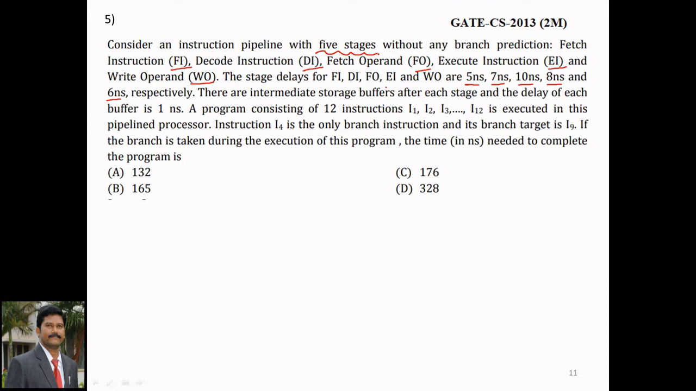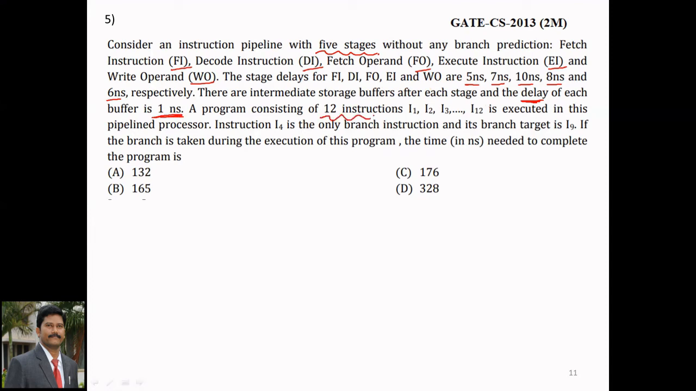Okay, time delay. Previously, up to this, we assumed each stage will take 1 clock cycle. It may be 1 nanosecond or 10 nanoseconds, time is not given, but here time is mentioned. FI will take 5 nanoseconds, DI will take 7 nanoseconds, FO will take 10 nanoseconds, like that. And one more piece of information is given: there is a delay for each stage, that is 1 nanosecond. Between each stage to each stage, 1 nanosecond is given.